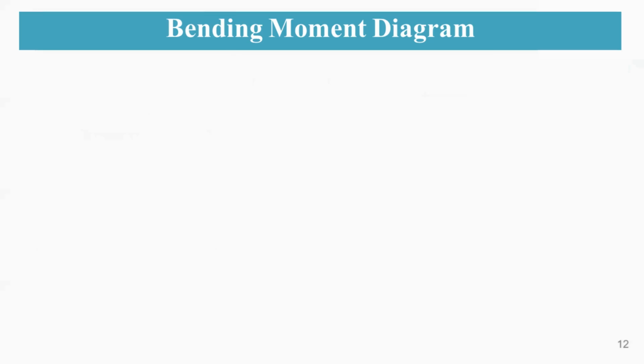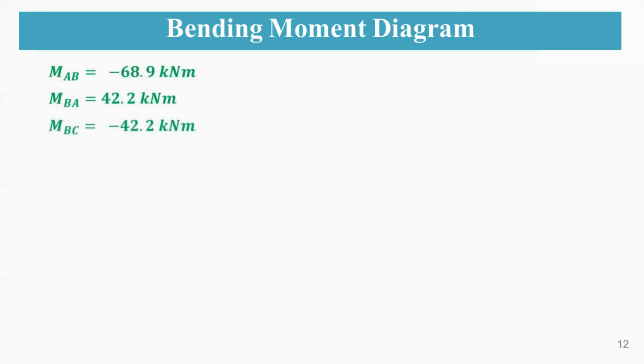Now you are going to draw the bending moment diagram. So this is your MAB minus 68.9 kilonewton meter, MBA 42.2 kilonewton meter, MBC minus 42.2 kilonewton meter, MCB that is 10.15 kilonewton meter. Now I am going to draw the free body diagram first. So this is your AB and this is your BC span.